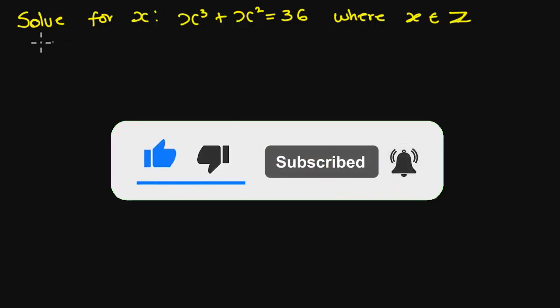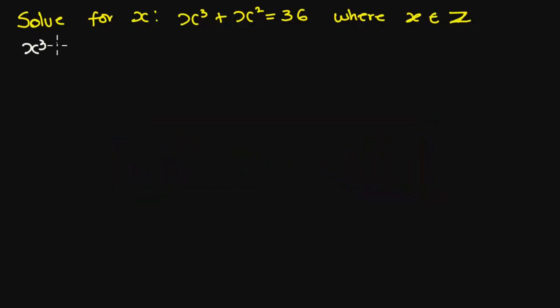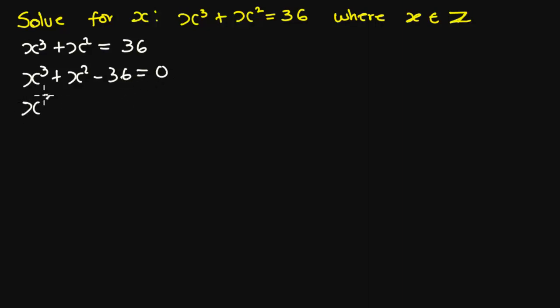Now let's start. So we were given x cubed plus x squared is equal to 36. Now from here, let's move everything to the left hand side so that the right hand side will be 0. So we are going to have x cubed plus x squared minus 36 is equal to 0. And from here, we are going to have x cubed plus x squared minus, and then we can rewrite 36 as 27 plus 9. So this will be equal to 0.